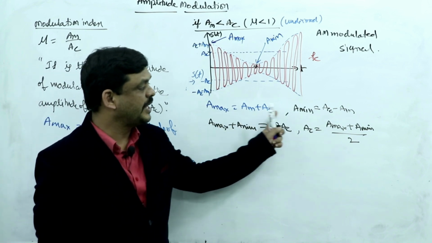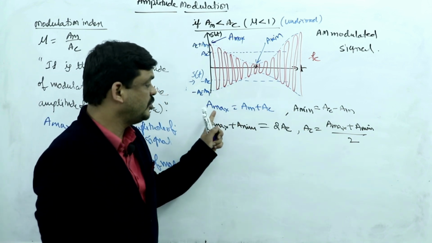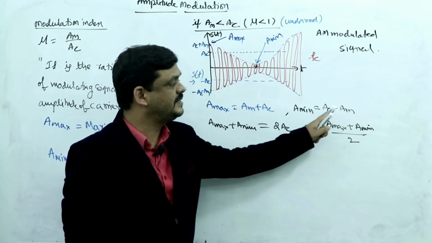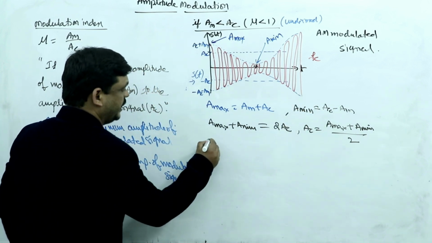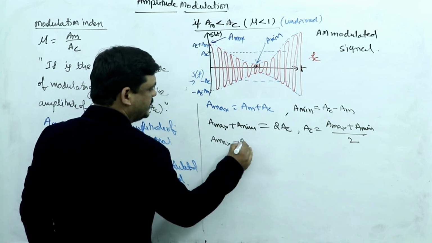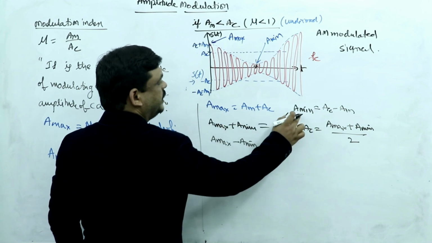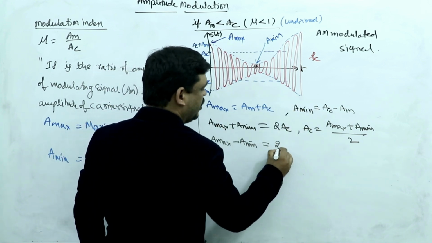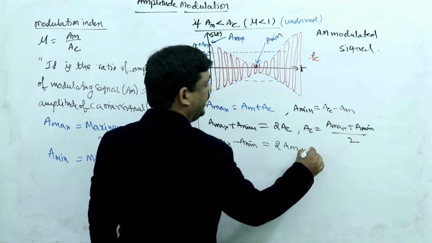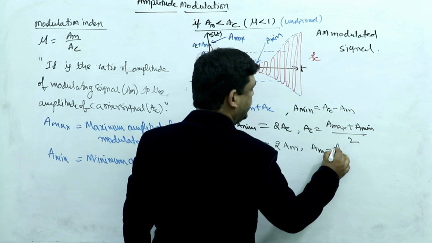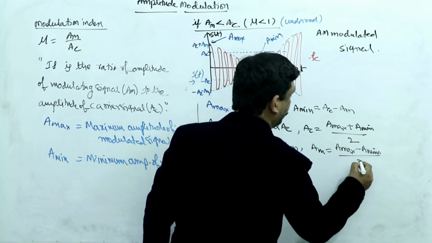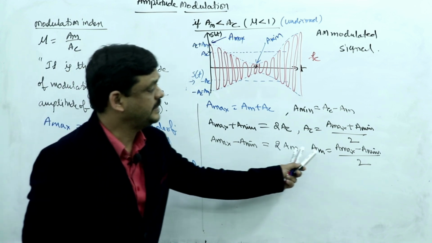Now similarly I want to perform the subtraction of these two. If you perform the subtraction, A max minus A minimum, this equation minus this equation, then AC gets cancelled. AM and AM add here, and it becomes 2 into AM. Then the AM equation from this is A max minus A minimum by 2.